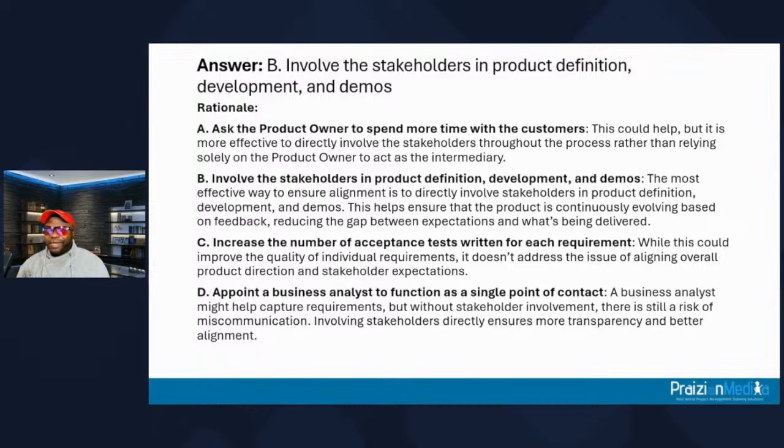But why is A not that great? It could help, but it's more effective to directly involve the stakeholders. C, to increase the number of acceptance tests. That could improve quality, but it's not a given to address the issue of aligning the overall product direction. And D, appoint a business analyst. A business analyst could help, but without stakeholder involvement, there's still a risk of miscommunication.